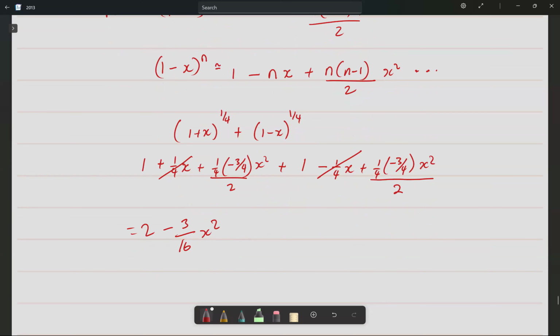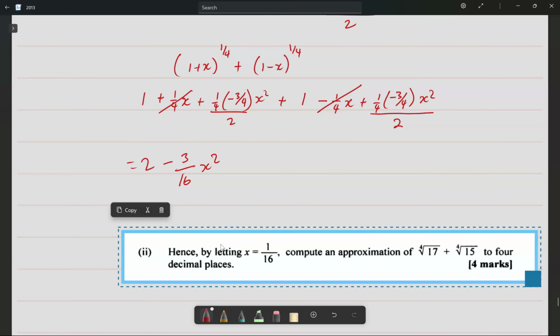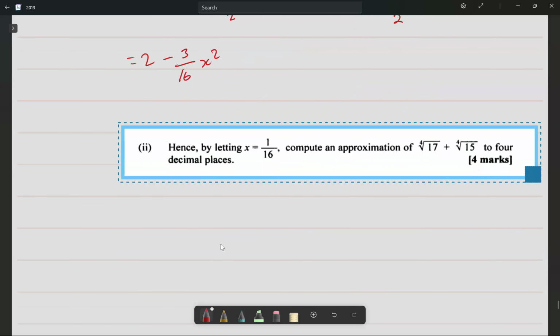The next part of the question is saying, okay, you found your answer. It's time for you to use your answer in an approximation. So whenever you do the binomial expansion, it's going to ask you about doing it in an approximation. The approximation will always tell you what to make x equal to.